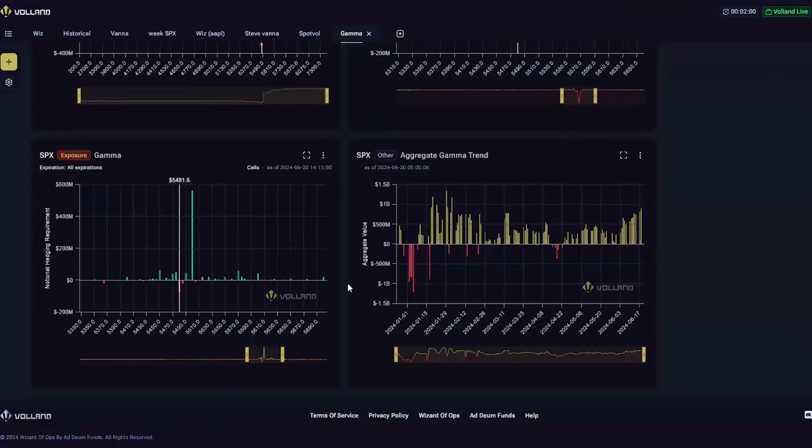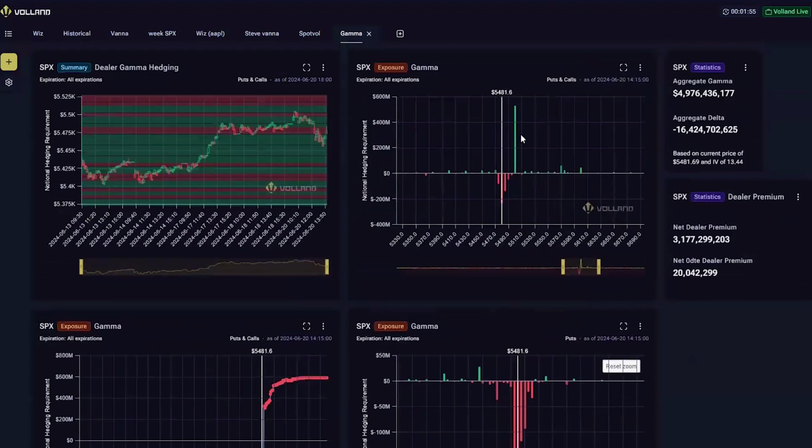We don't really need to talk much about the puts and the calls, but this is kind of confirming that there's high resistance in this area, and that's likely at 5,500.